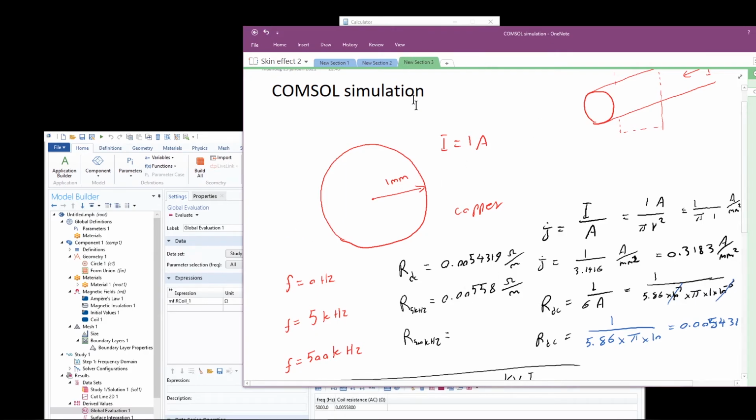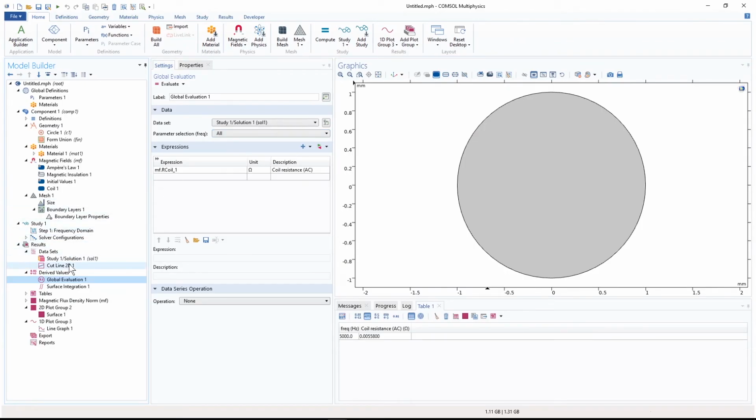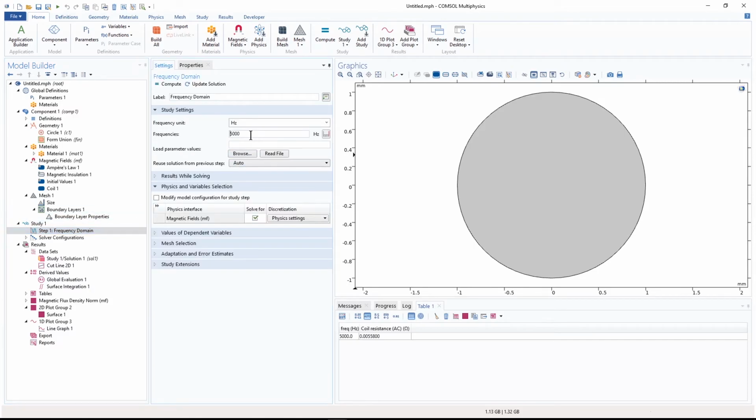The reason is because this conductor is already very small. The material is copper, so skin depth is large. So at 5 kilohertz, this one still operates nicely. Now let me increase this frequency to 500 kilohertz, so 2 more 0s, and we run the simulation again.